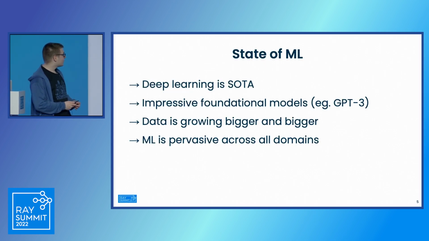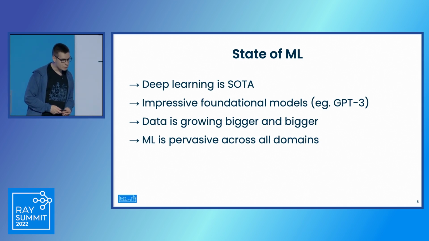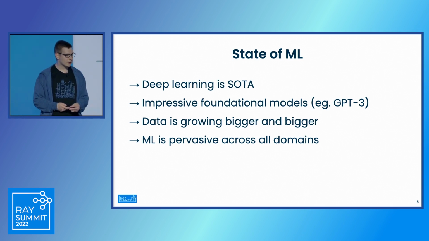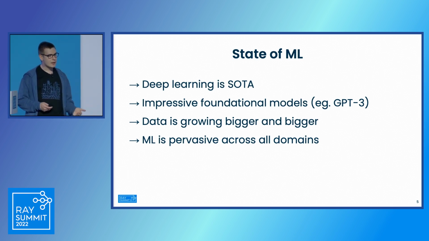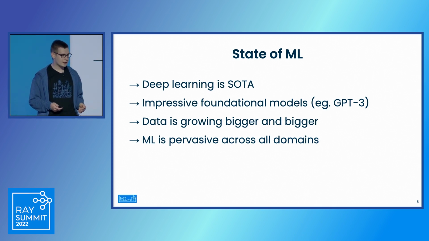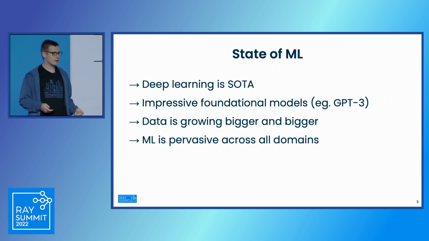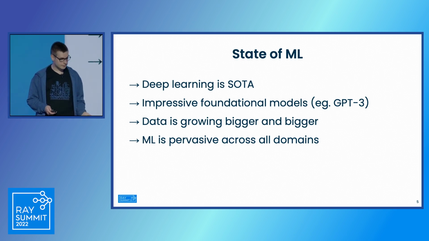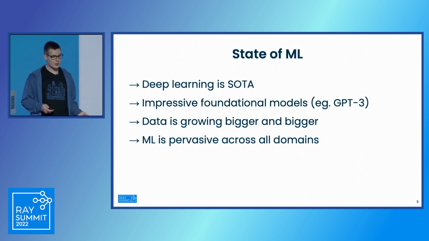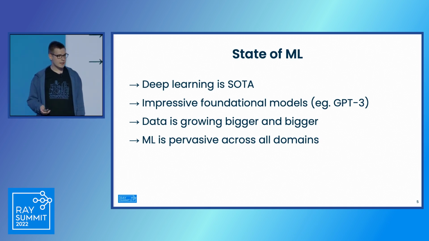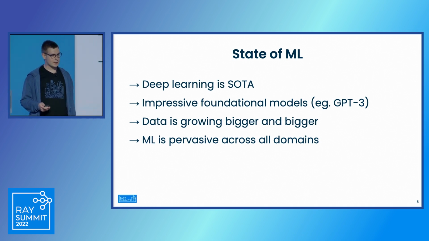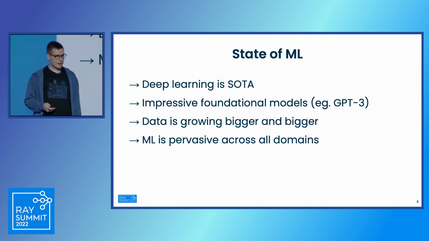So yeah, the state of machine learning, as we all know, is that at this point, deep learning is state of the art. And we have been seeing some really impressive foundational models, for example, GPT-3. Those are very large models with billions of parameters that can do some quite incredible things. But not only are models getting bigger, the data is also growing bigger and bigger, which means we need more memory, we need more compute. And ML is pervasive across all domains. You can see a use for machine learning in finance, in biochemistry, in science, and there are multiple uses for it.